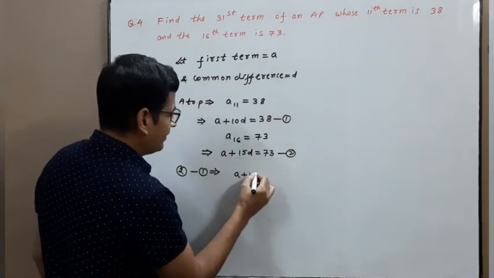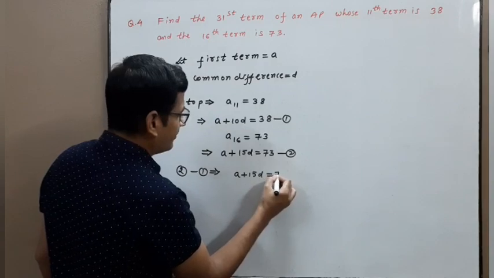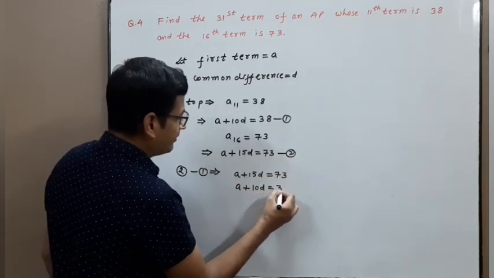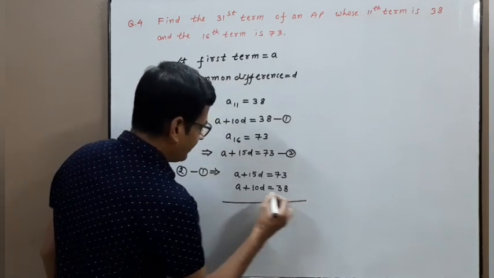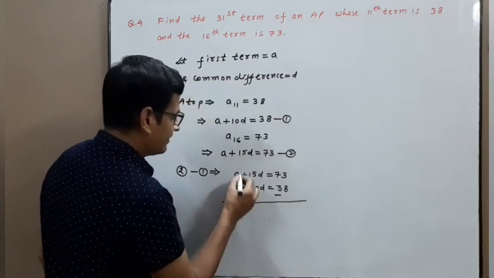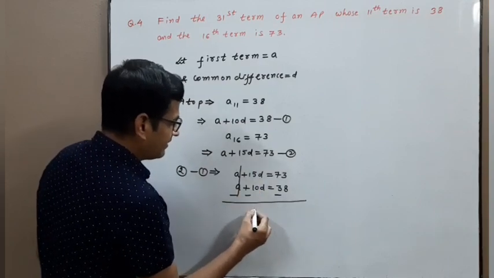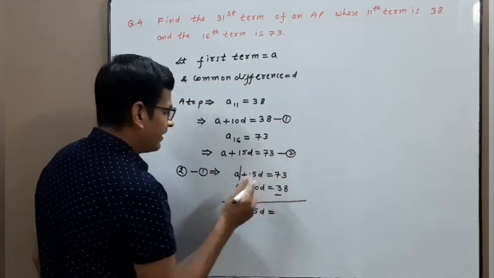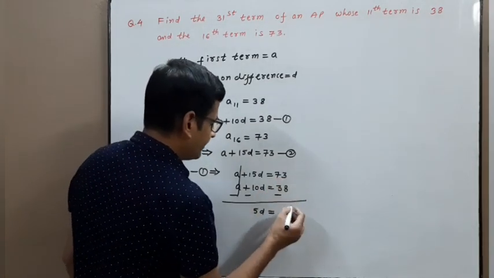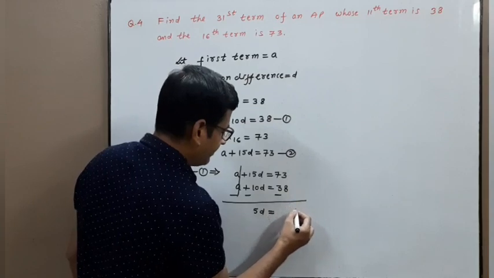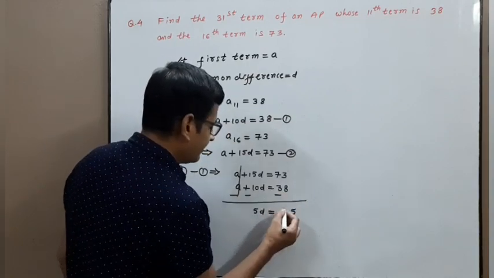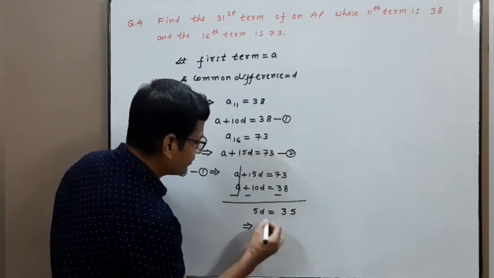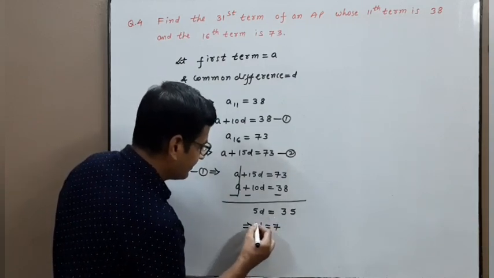A plus 15D equal to 73, A plus 10D equal to 38. Now subtract: minus, minus, minus, A cancels. 15 minus 10, 5D is equal to 73 minus 38, which is 35. So D is equal to, dividing both sides by 5, D equal to 7. 7 times 5 is 35.